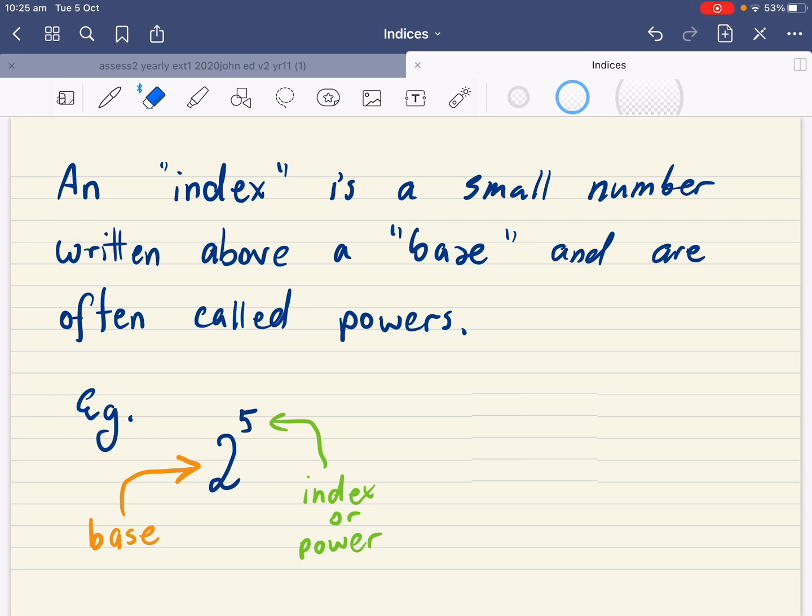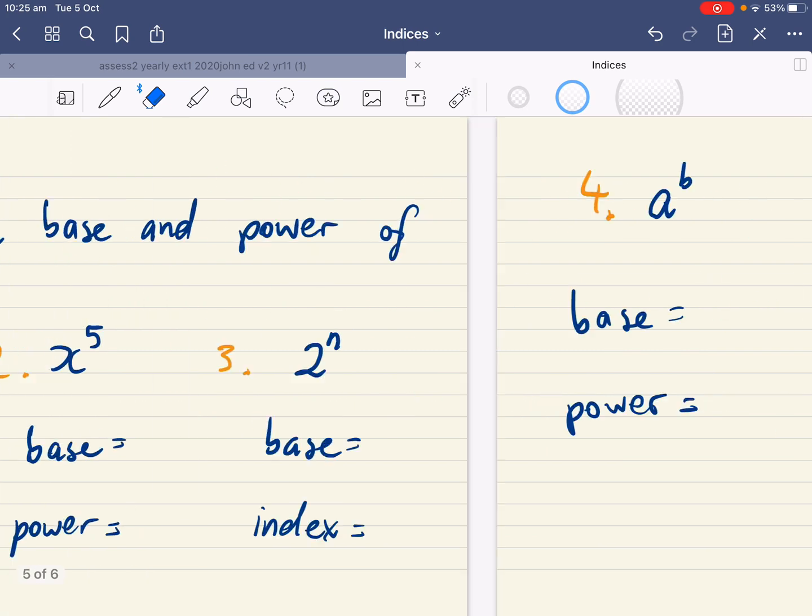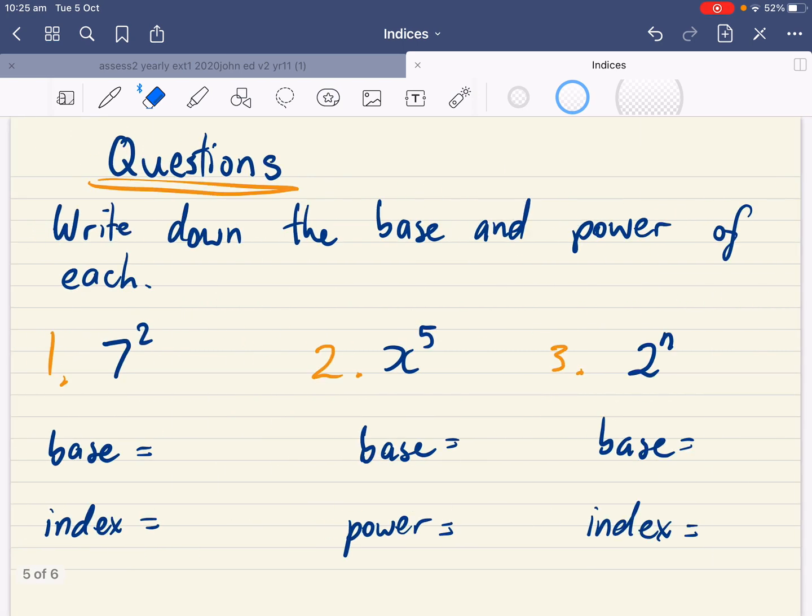So that's pretty much everything we needed to cover in this first lesson. I know I feel like I'm rushing it, but it really is a tiny lesson. We're just going to finish off with a couple questions I want you guys to do yourselves. There's 5 of them in total. 3 here, 2 here. What I'm going to get you guys to do is for each one, I just want you to write down what was the base and what was the index or power for each one.